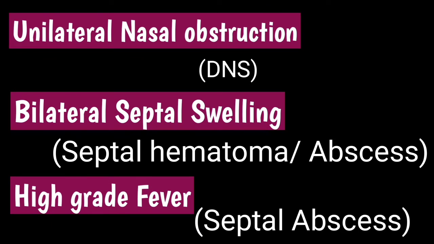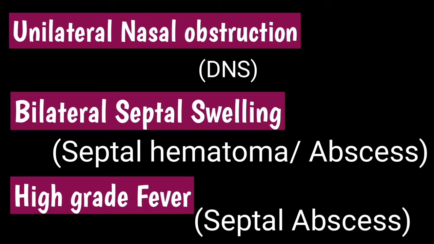Now a quick recap. Unilateral nasal obstruction indicates deviated nasal septum, while bilateral septal swelling indicates septal hematoma or septal abscess. If there is high-grade fever, it is indicative of secondary infection of septal hematoma, which presents as septal abscess.